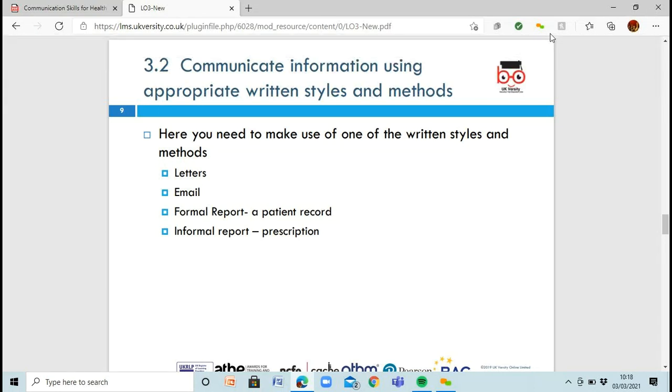Sorry, if you've got background noise, would you mind muting yourself just so we've got a clear recording? Thank you.